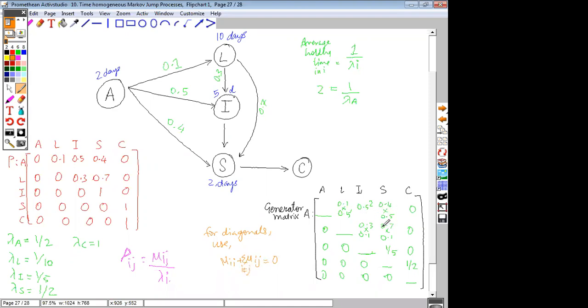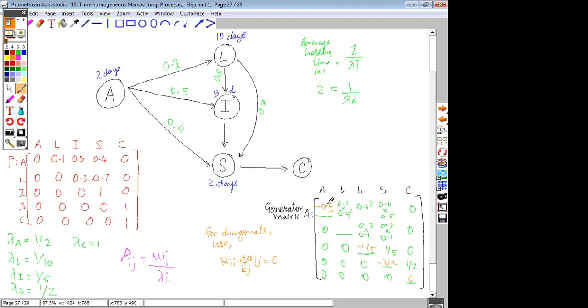So you will basically just add all of these up. So here you'll get minus 1 by 5, minus a half. This is just going to be 0, and this will be something and this will be something. So this is your generator matrix. Let me just write down the answers that you will get here. This will be minus 0.5.